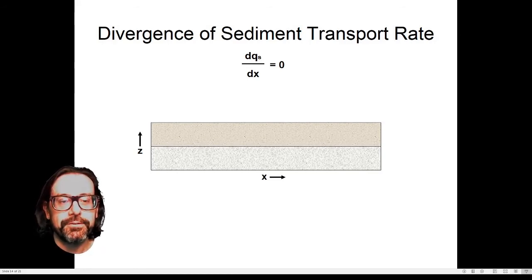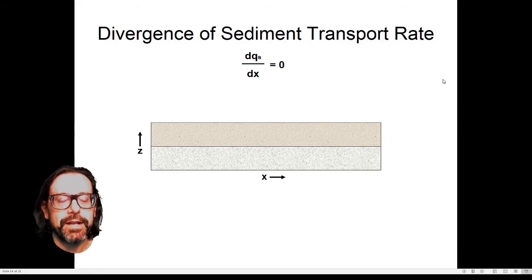And so what I've done here to explain this concept is I've drawn a very simple landscape element. We have vertical elevation represented by Z here, and distance along the landscape represented by X. And we've drawn again a very simple landscape with some bedrock down here and then a little bit of soil sitting on top of it.